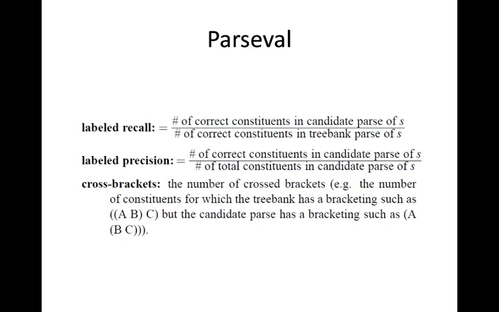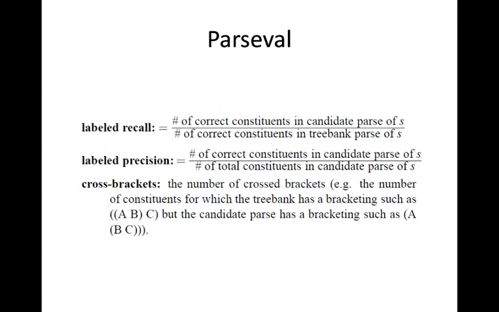We can do labeled recall and labeled precision, and then cross bracket. The labeled recall is basically just the number of correct constituents in the candidate parse tree S over the number of correct constituents in the Treebank parse of S. And likewise, labeled precision is the number of correct constituents in the candidate parse of S over the total constituents in the candidate parse of S. So you can take labeled precision and labeled recall as two metrics.